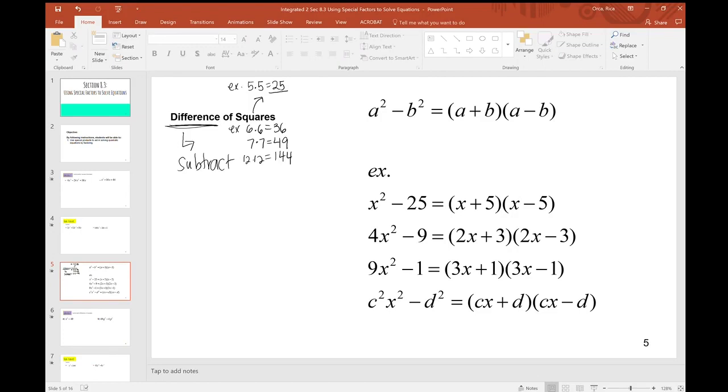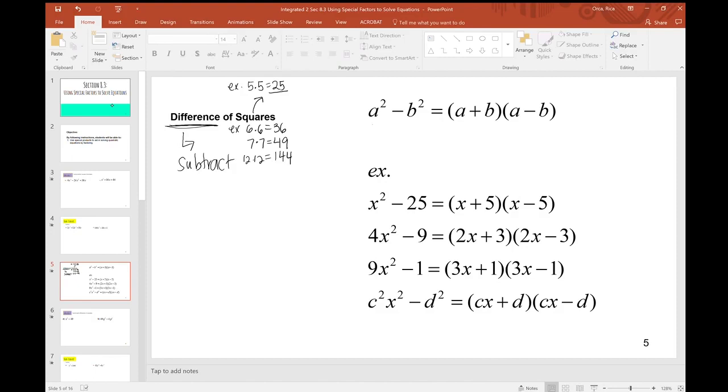So when you're subtracting two perfect squares and you're asked to factor, you can actually use this shortcut, which is called a difference of squares. So a squared minus b squared, this is the formula. If you break that apart and factor it using the x method, you'll end up with a plus b times a minus b.